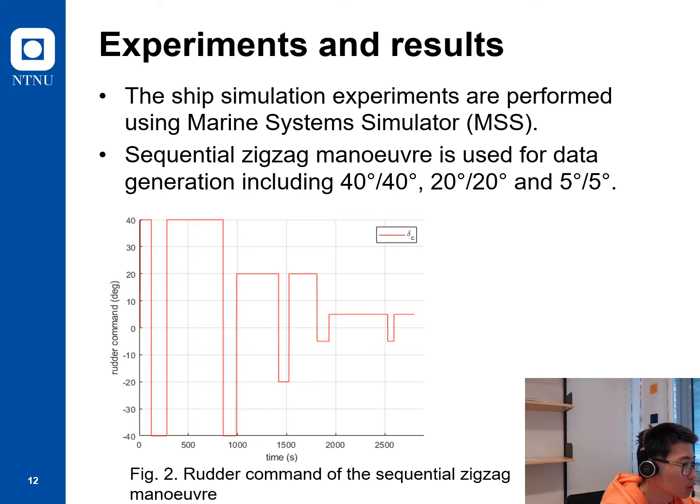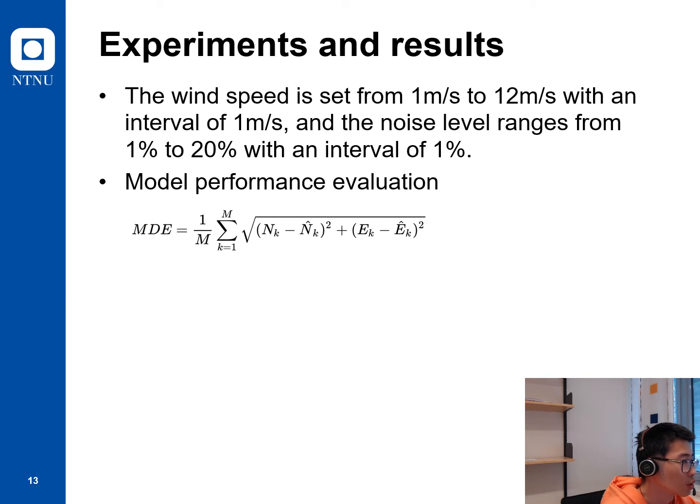And a sequential zigzag maneuver is used for data generation, including 40 degree, 40 degree, 20 degree, 20 degree, and 5 degree, 5 degree. And the rudder command of the sequential zigzag maneuver is provided in the figure. The wind speed is set from 1 meter per second to 12 meter per second with an interval of 1 meter per second. And the noise level ranges from 1% to 20% with an interval of 1%.